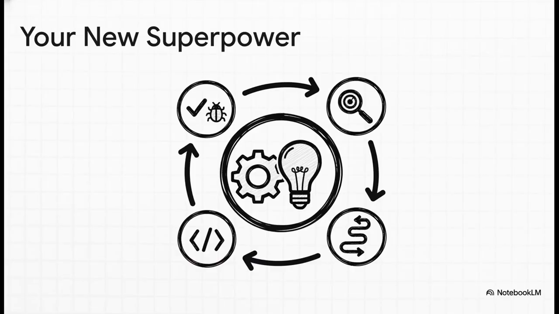So what's the big takeaway from all of this? The most important thing to remember is that coding isn't about memorizing thousands of commands. It's about having a process to solve problems. This 4-step loop, defining your goal, creating a plan, writing the code, and then checking your work, that is your new superpower. You can use it to solve any problem in any language.